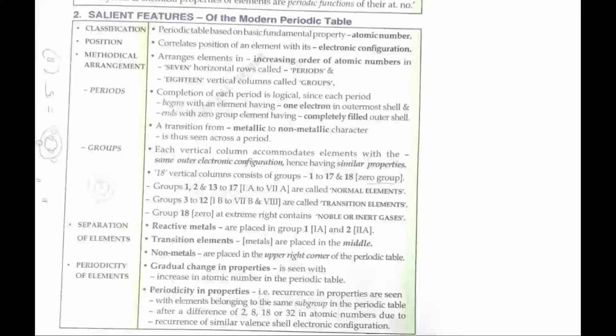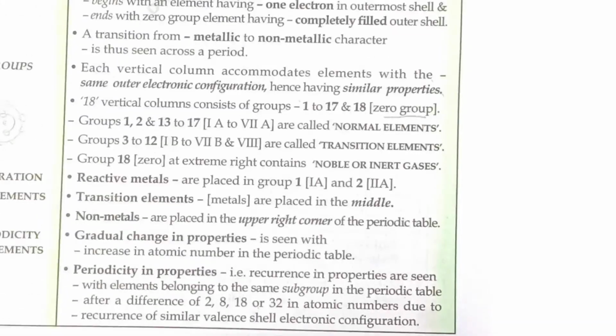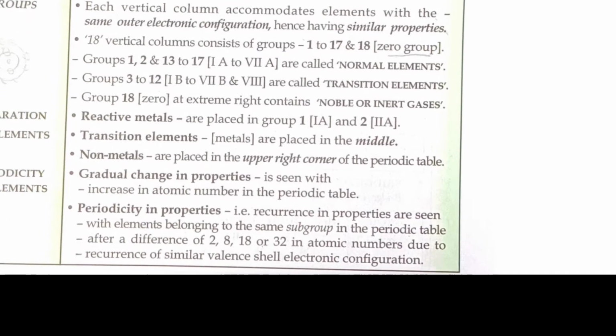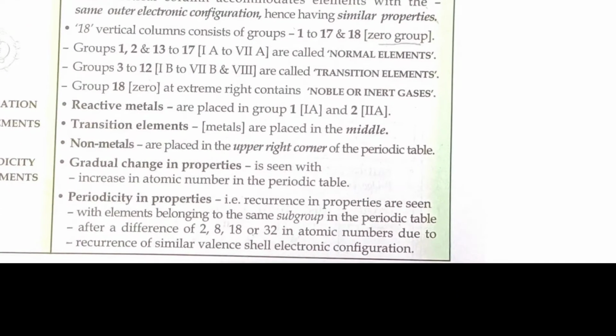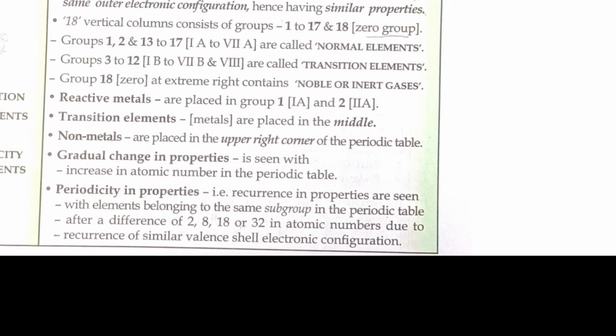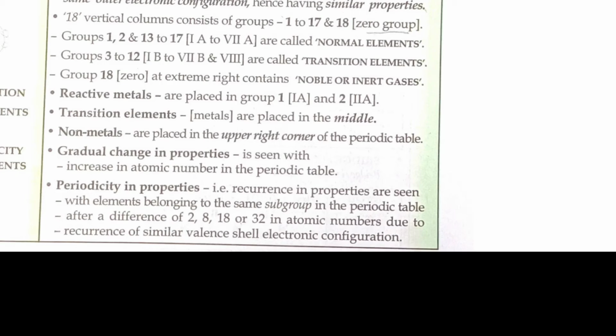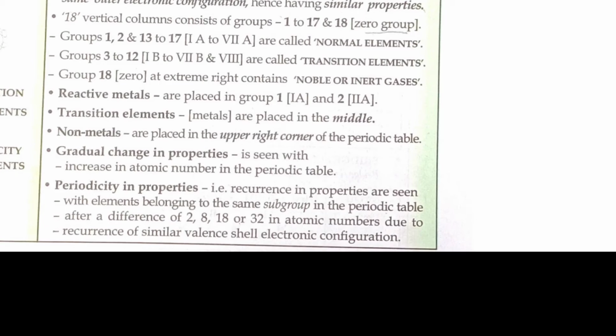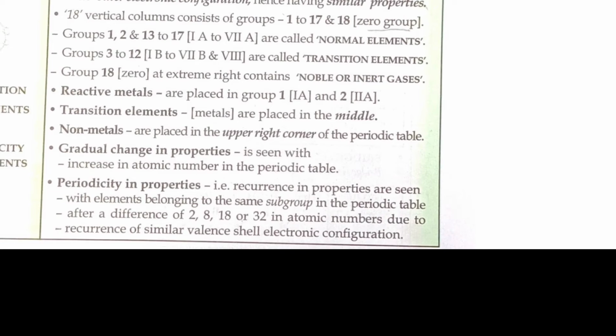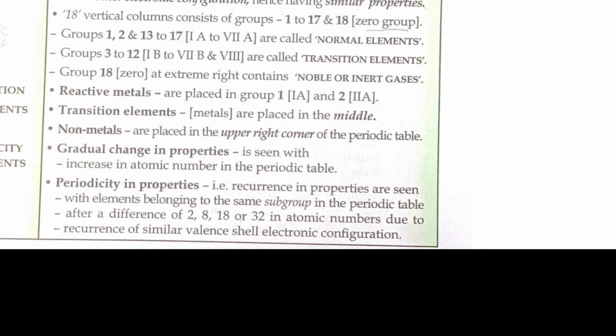Then next is periodicity of elements. Gradual change in the properties is seen with increasing atomic number in the periodic table. So as atomic number increases, property will get changed. Periodicity in properties, that is recurrence in properties, is seen with elements belonging to the same subgroup in the periodic table after a difference of 2, 8, 18 or 32 in atomic numbers due to recurrence of similar valence shell electronic configuration. So these are the three reasons for periodicity in properties.